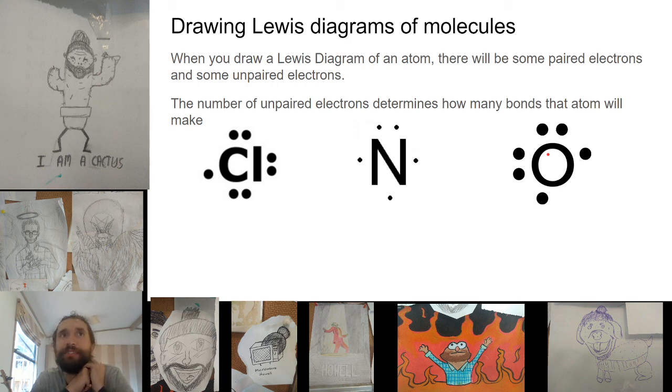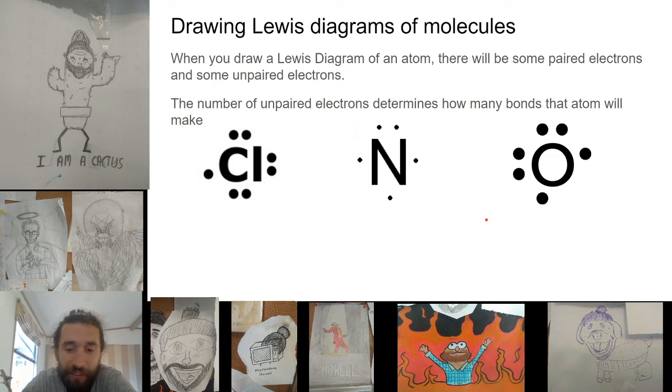I'm going to talk about this briefly: drawing Lewis diagrams of molecules. A molecule is made up of more than 1 atom, and we can use Lewis diagrams of atoms to work out how they will fit together into a molecule. Here I have my 3 Lewis diagrams. Chlorine has 1 unpaired electron, nitrogen has 3 unpaired electrons, and oxygen has 2 unpaired electrons.